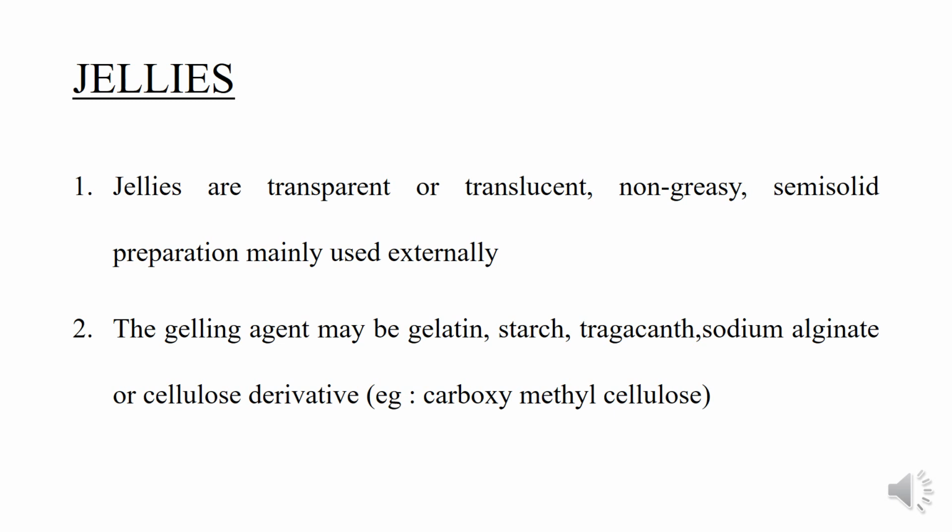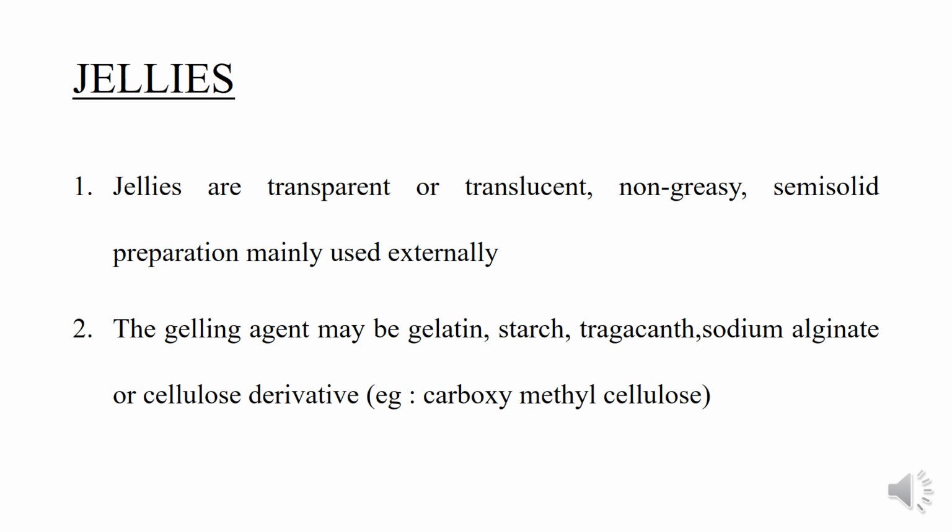Next is jellies. Jellies are transparent or translucent, non-greasy, semi-solid preparations mainly used externally. The gelling agent may be gelatin, starch, tragacanth, sodium alginate or cellulose derivative. So what are jellies? Jellies are transparent or translucent, and those are their physical characters. It is a non-greasy, semi-solid preparation.